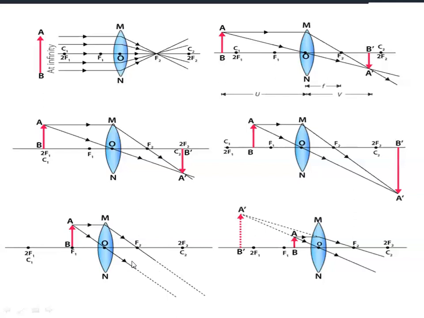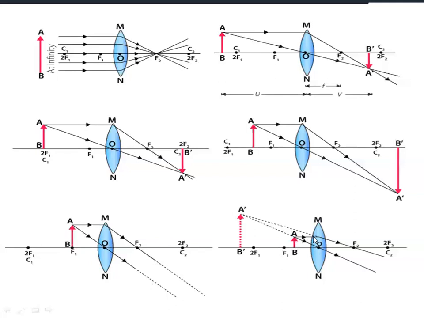So if we keep the object at focus, the image is captured at infinity. It is similar to the first one. Object at infinity means image at focus. Here, object at focus means image at infinity. Okay. Similarly, next one, the object is kept between the optical center and the focus. If we keep it between the optical center and the focus, what will happen?